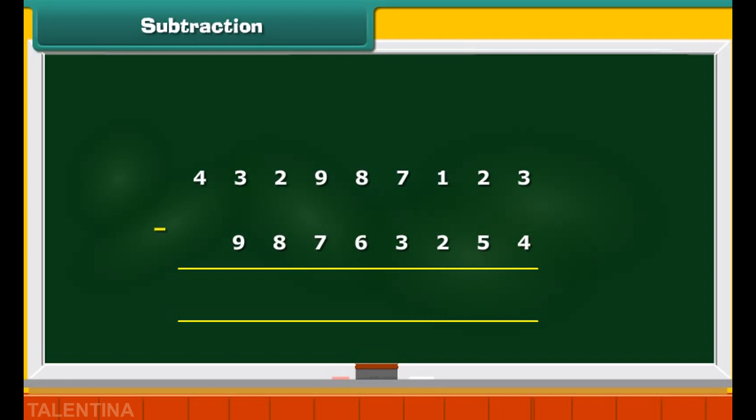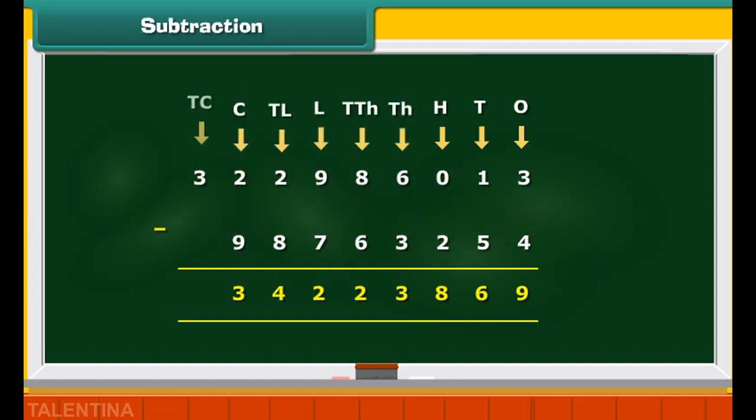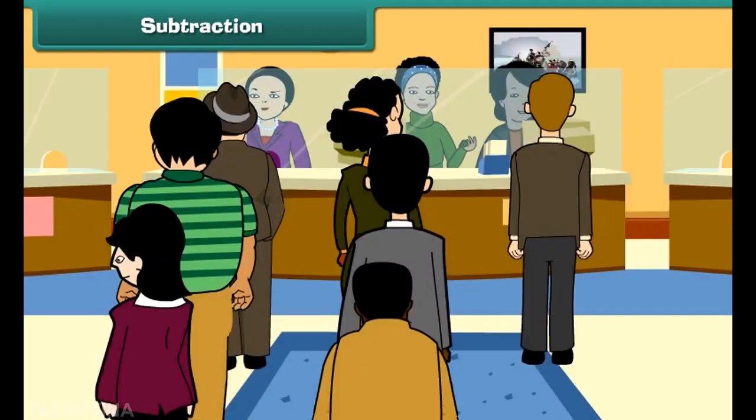Subtract the numbers. Start with the digits at the ones place. Then proceed to tens place, hundreds place, and so on. The difference is 334223869. Let us attempt a word problem involving subtraction.